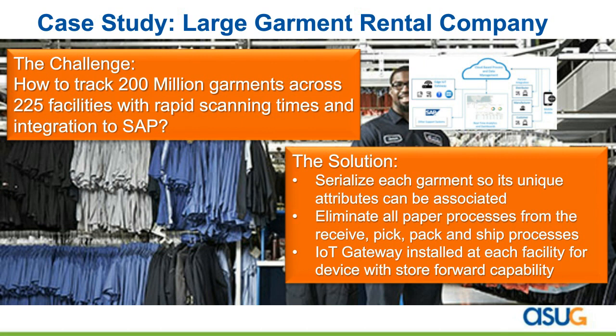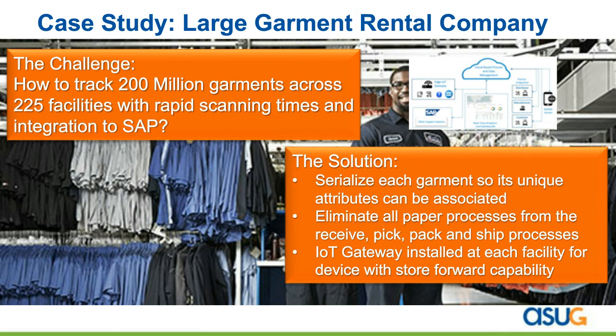So when we talk about what the solution was, we have a couple of different things that become important. First, every garment was serialized so that its unique attributes can be associated. So you'll remember back in the presentation, we talked about context data and what that meant. The way that they have the system configured is for each type of garment, they can associate different attributes with that garment that are important just for that one. And the other thing is that they can keep them for the period of time that's important for that garment.